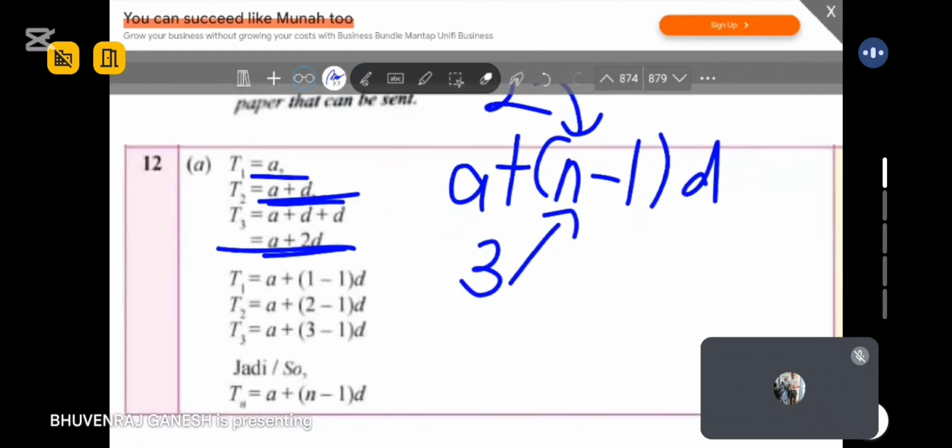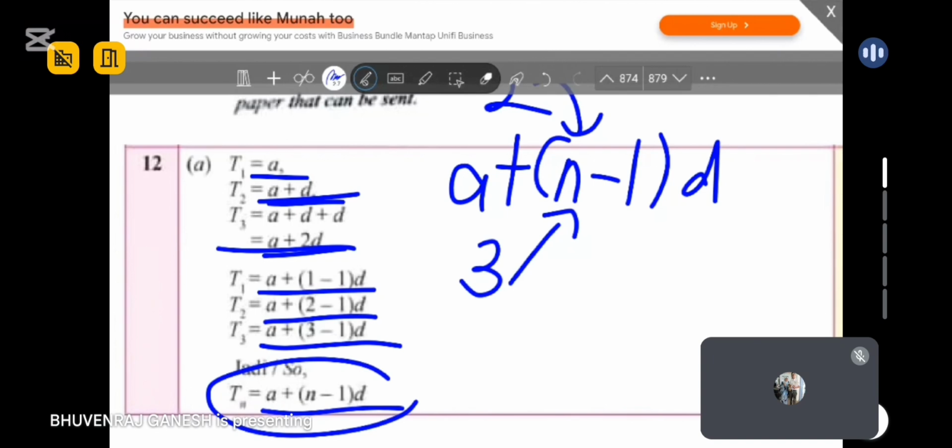Okay, now you will have to write out. Okay, so T1 is actually A plus 1 minus 1D. T2 is A plus 2 minus 1D. T3 is A plus 3 minus 1D. So guys, you already proven. Senang tak guys? Sangat senang lah. Like this you do, you get 3 mark. That's all. Okay, means the 1, 2 and 3 is the thing that is changing.